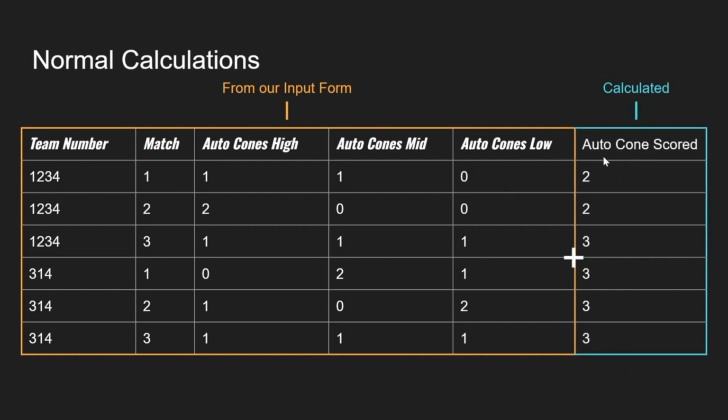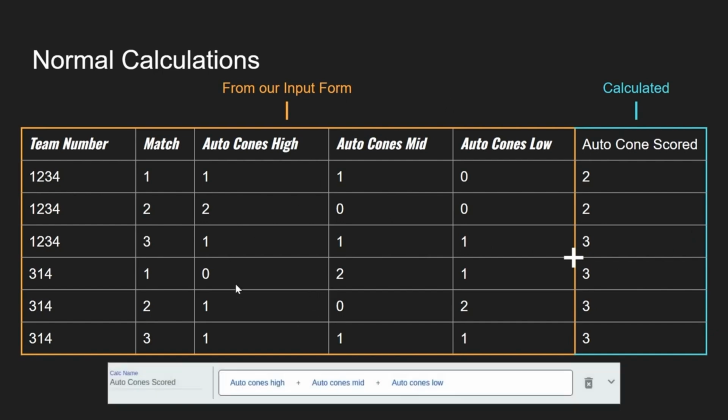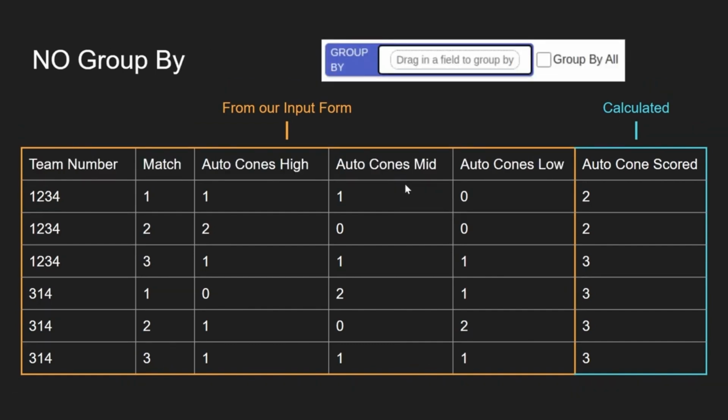In this case, it's auto cones scored, which adds up all the values here. So 1 plus 1 is 2, 2 plus 0 is 2, 1 plus 1 plus 1 is 3, and so on. This is how a normal calculation works, and you'll notice from last time we did stuff just like this. So what happens when you start doing group bys?